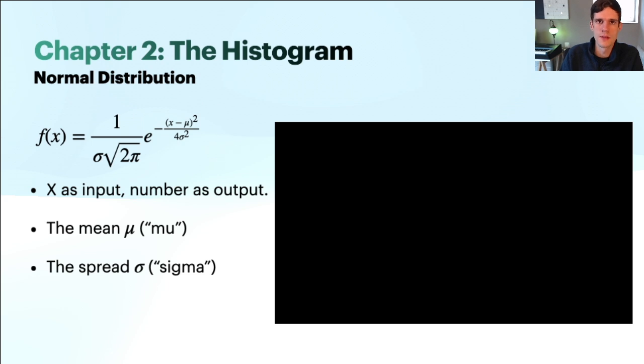Now you don't need to learn this formula by heart or even exactly understand what each symbol means. Just remember that as a function, it takes in an input, x, and as output, it gives another number. Now in this case, this output number is proportional to the probability of finding the input number as a data point. Now we are of course interested in the shape of the distribution which this formula represents.